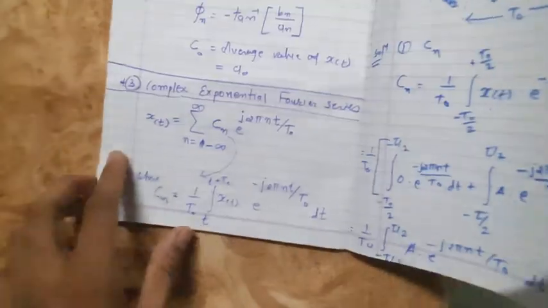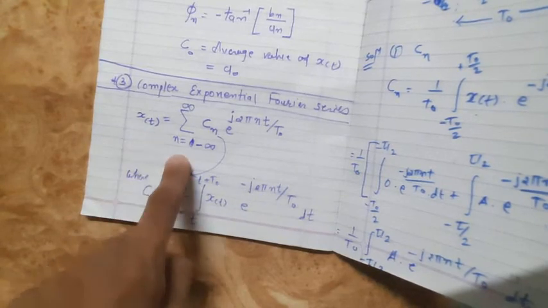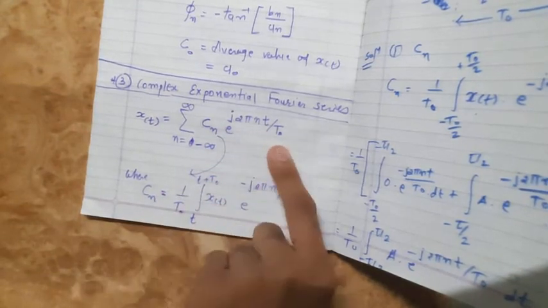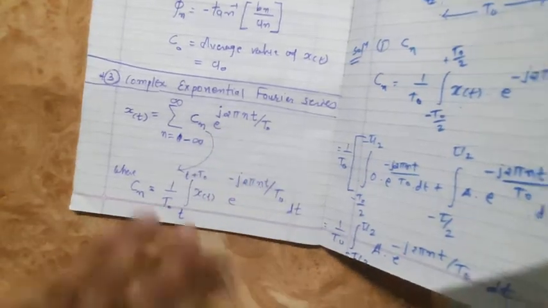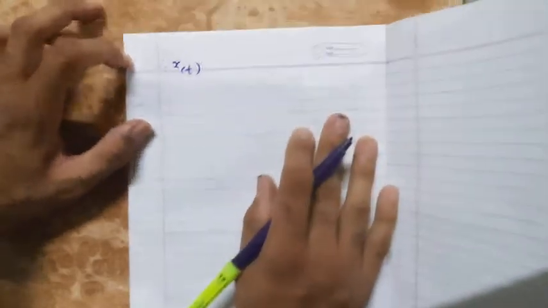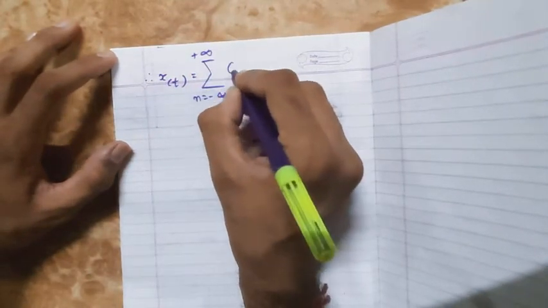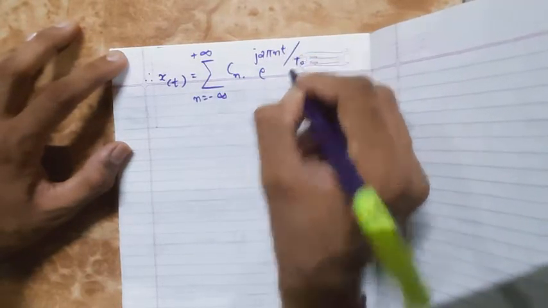And what is the series? Here it is, the complex exponential Fourier series. X of t is equal to the summation from negative infinity to infinity of C of n e to the j 2 pi n t by capital T0. So put in the C of n and let's see what will happen. Our Fourier series will be x of t equals sigma, n goes from negative infinity to positive infinity, C of n e to the j 2 pi n t by T0.